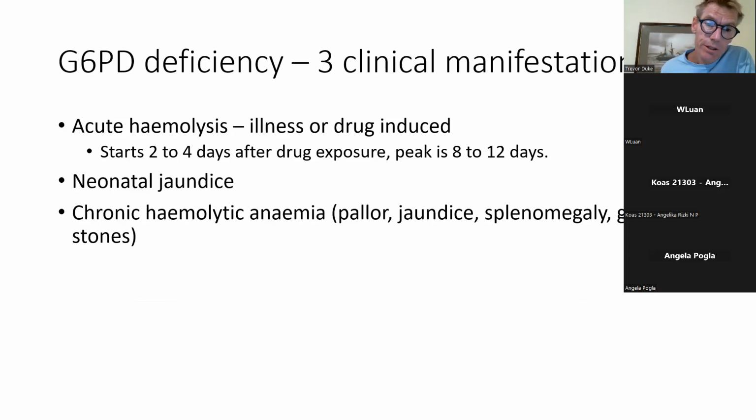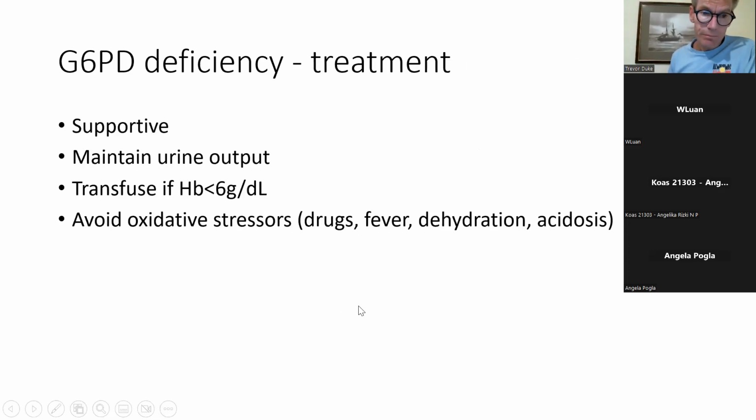And sometimes it can present with chronic hemolytic anemia, where children have chronic pallor and jaundice and splenomegaly, and they require multiple transfusions, and they may have gallstones because they've got chronic hemolysis. So there's 3 different clinical manifestations. The one that we, I guess, see quite commonly is hemolysis occurring after drug exposure.